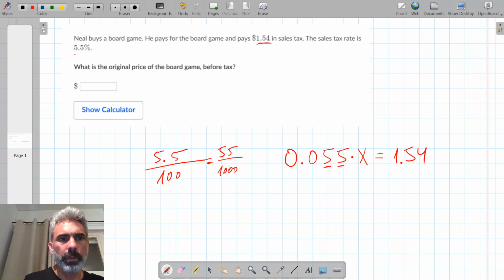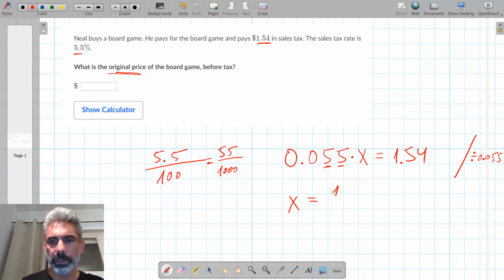$1.54. Okay, and the original price is unknown. And this is what we are looking for. This is the x. So to isolate the x, I need to divide both sides of the equation by 0.055. So on the left hand side I have x, and on the right hand side I have 1.54 divided by 0.055. Okay.